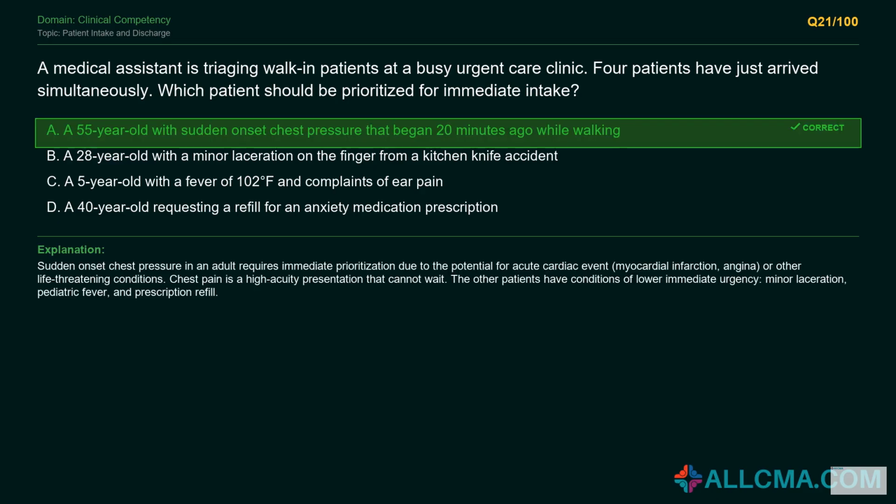The correct answer is A. Sudden onset chest pressure in an adult requires immediate prioritization due to the potential for acute cardiac event, myocardial infarction, angina, or other life-threatening conditions. Chest pain is a high-acuity presentation that cannot wait. The other patients have conditions of lower immediate urgency: minor laceration, pediatric fever, and prescription refill.